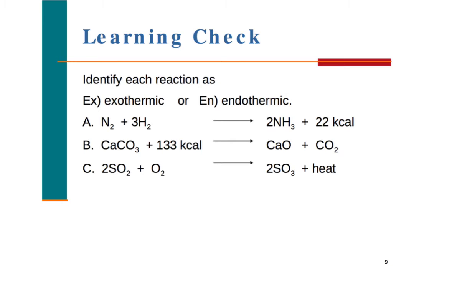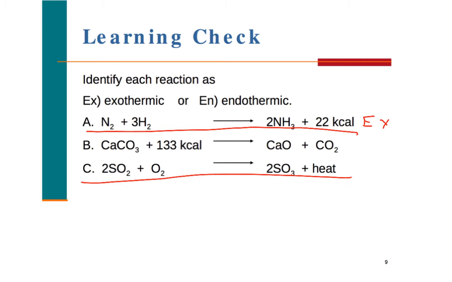First, it's really basically pretty simple. Whenever we see energy as a product, we know it's exothermic. So in our first one, we see energy as a product, and in our third one, we see energy as a product, so we know it's exothermic. Then, in our second one, energy is a reactant, and whenever we see energy as a reactant, it's endothermic. Chemistry's easy, life is hard.